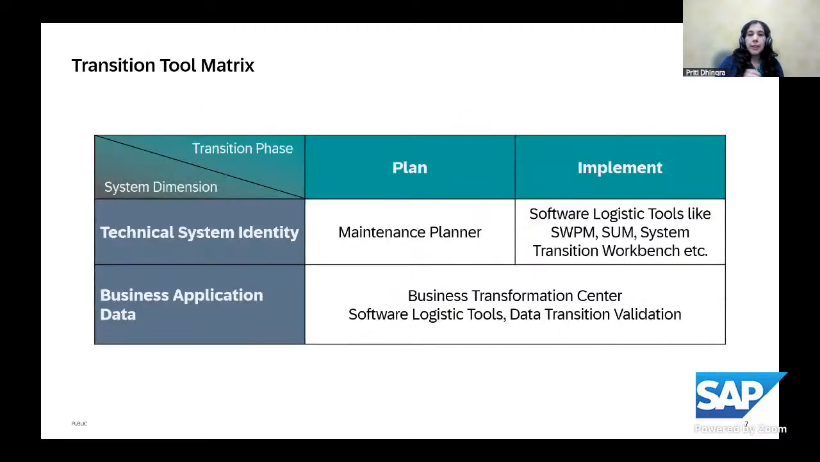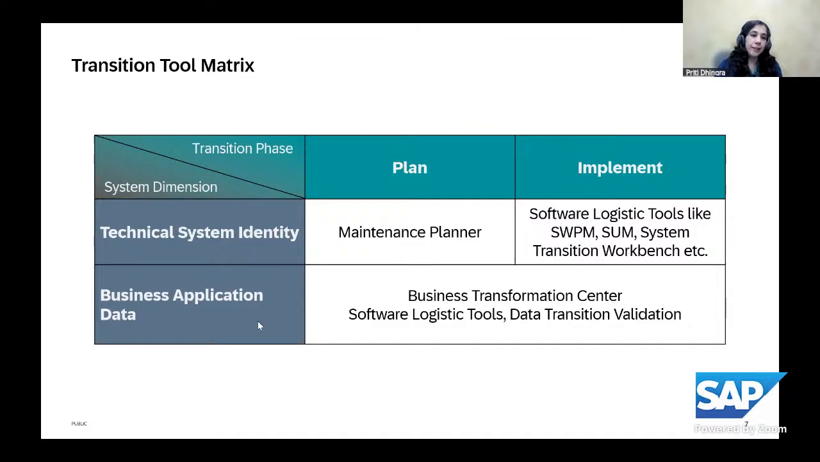So now in this view here, this is a high level transition tool metrics. And here what we are trying to communicate is that when we look at these tools, there are two broad categories that we can see here. So first one being the technical system identity, where we have tools such as maintenance planner, SUM, and so on, which operate directly on the system level. So they are basically responsible for ensuring that your technical identity of a system is maintained, and then when you transition, you are not running into any kind of issues.